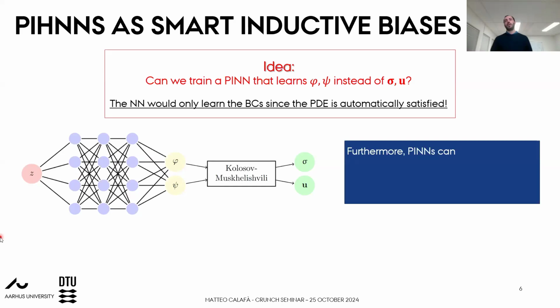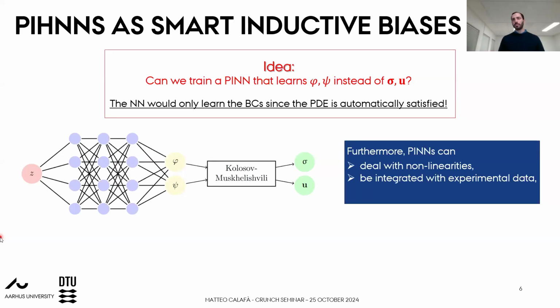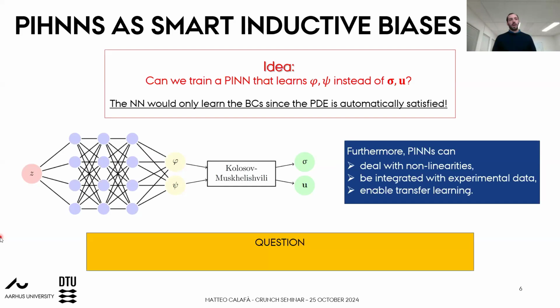Furthermore, we know that PIHNNs can deal with nonlinearity. So in principle, the obstacle that we saw before regarding the Kolosov-Muskhelishvili representation can be tackled from this perspective, because PIHNNs can naturally deal with nonlinearities. PIHNNs can also be integrated with experimental data, obviously, and enable transfer learning. There are many other benefits that most of you already know. So far so good, but we have a question now.